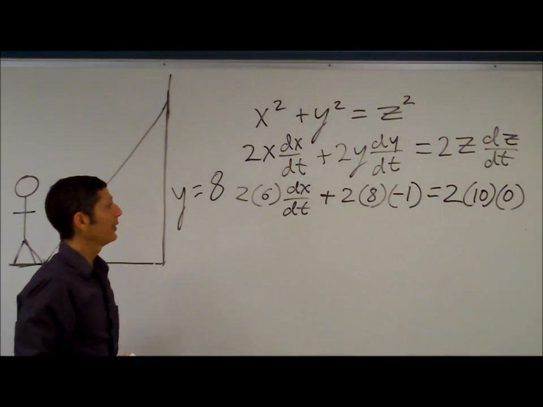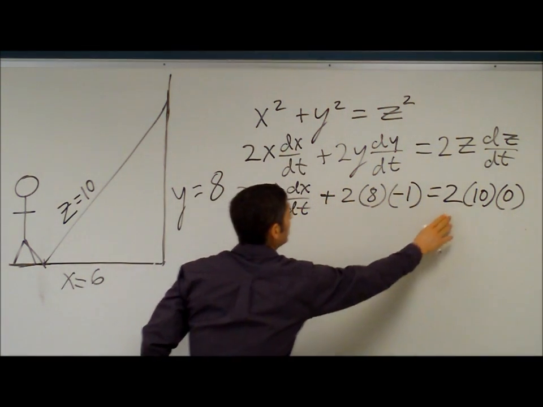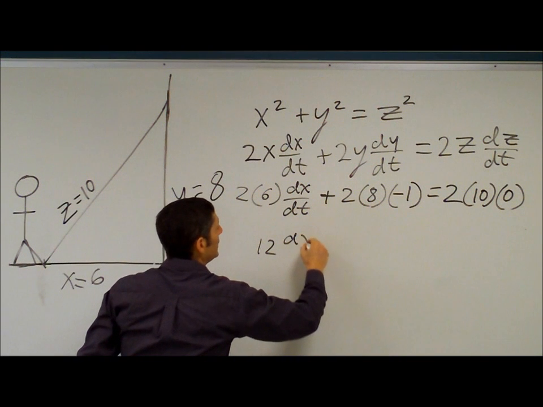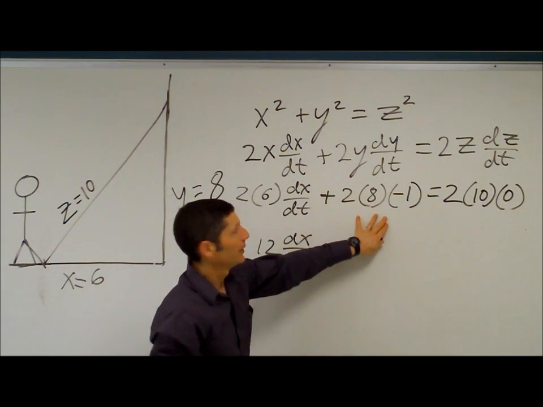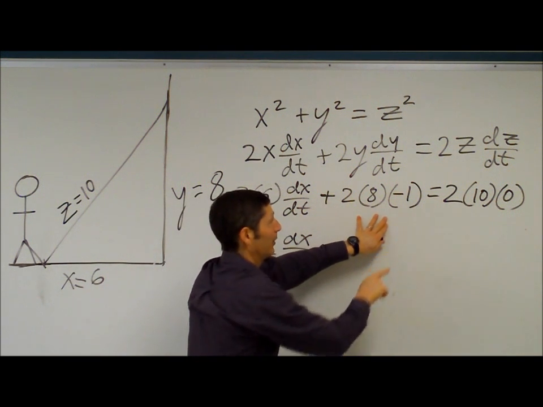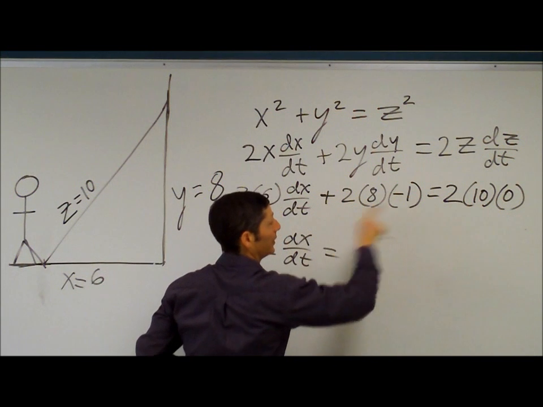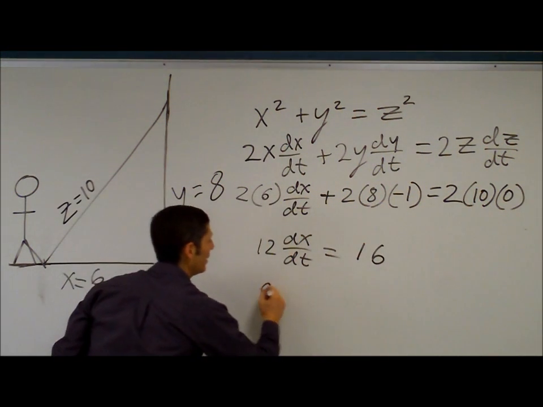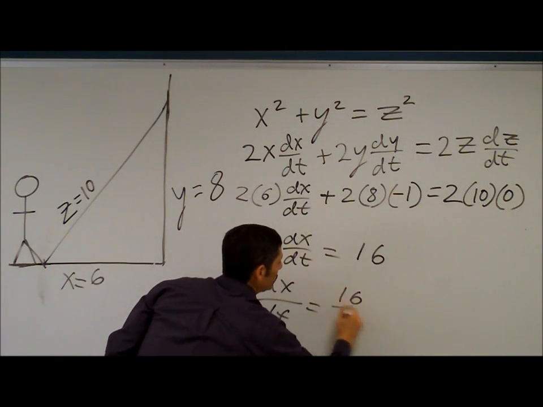Interesting. So now I just solve for dx dt. This, of course, is 0. So I have, let's call this 12 dx dt equals, what's this going to be? Well, this is 0. This is 16. It's -16, actually. So I'm going to move it to the other side. Positive 16. Is that maneuver all right? Very nice. So dx dt equals 16 over 12.